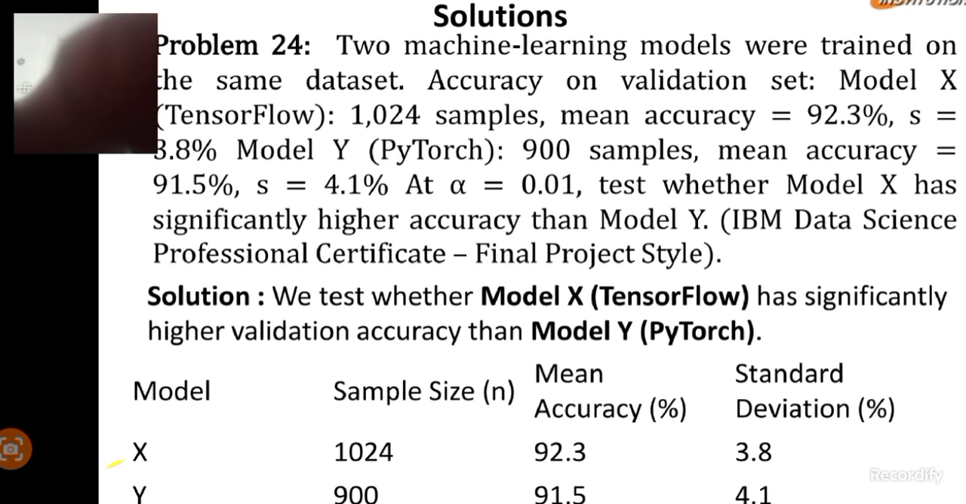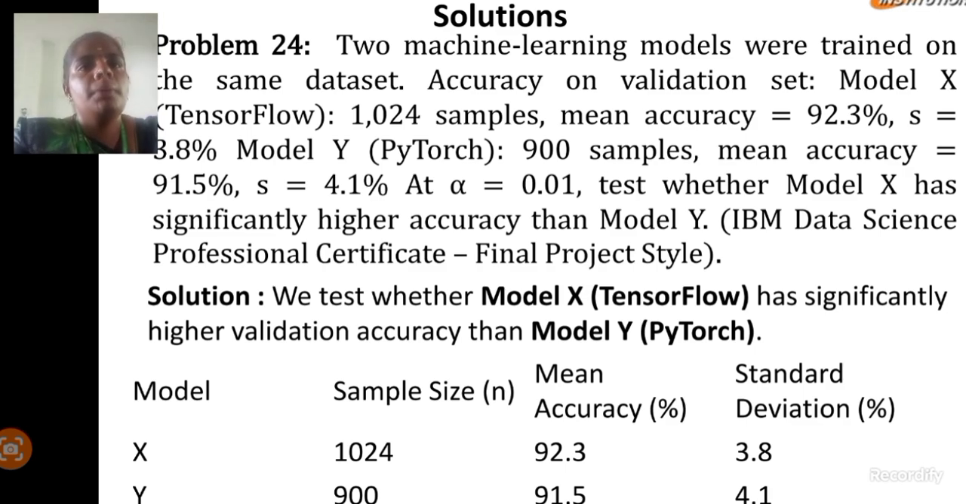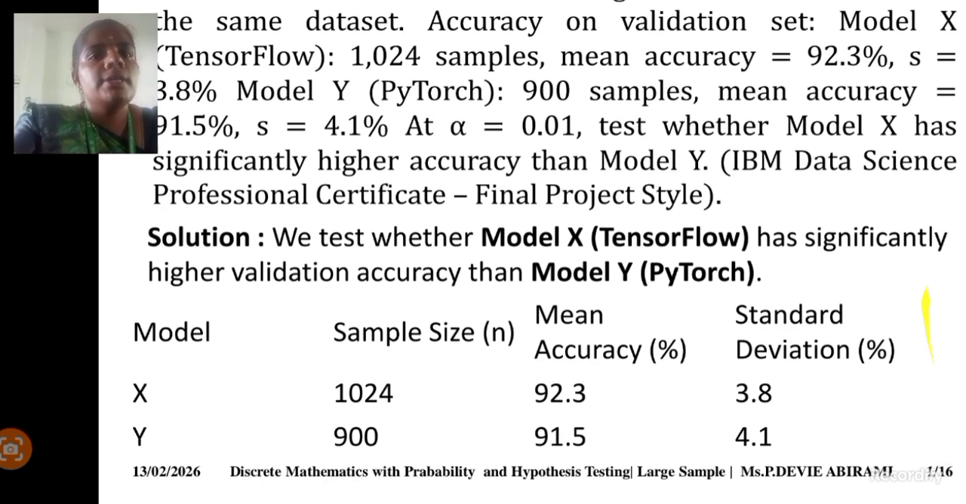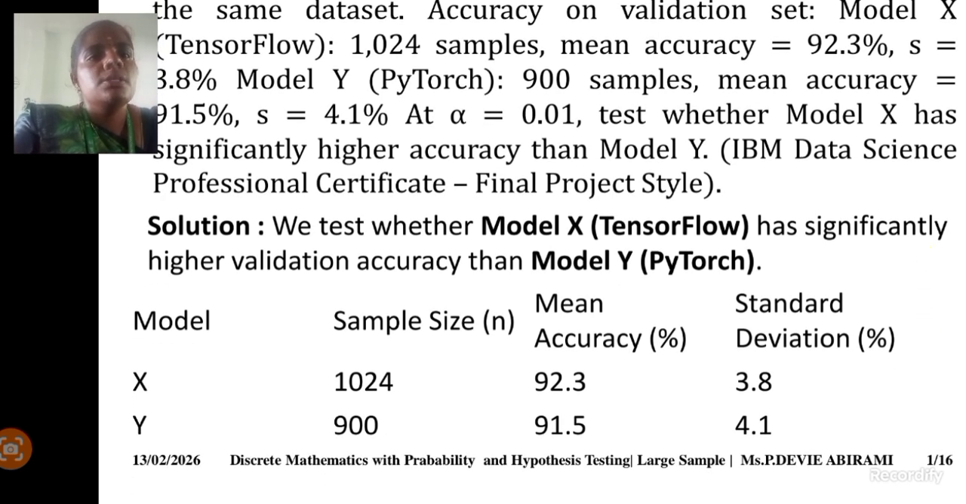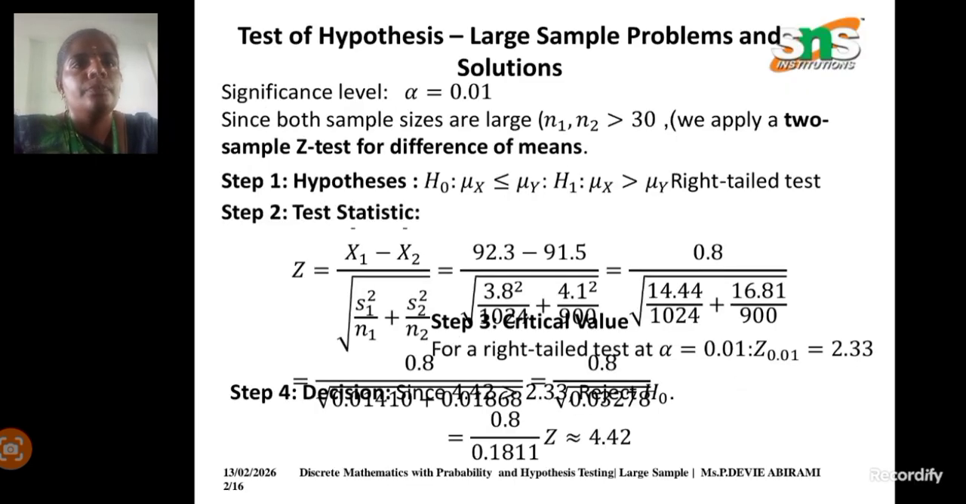So here also I am going to solve a problem. My problem is two machine learning models trained on the same data set. There are two models, model X and model Y. The problem is summarized in the table below, and the sample sizes of the two models are 1024 and 900. The sample mean accuracies are 92.3 and 91.5. The standard deviation for model X is 3.8 and for model Y is 4.1.